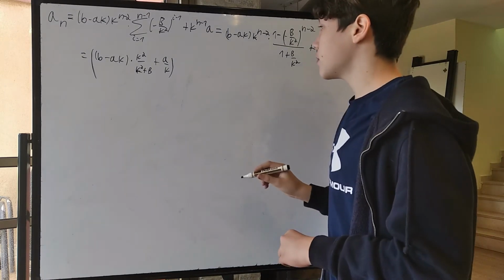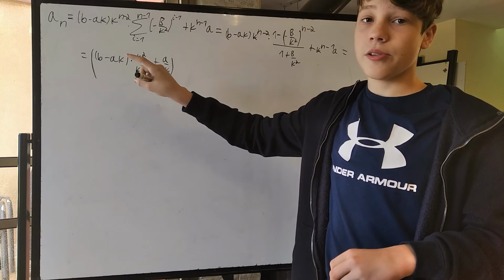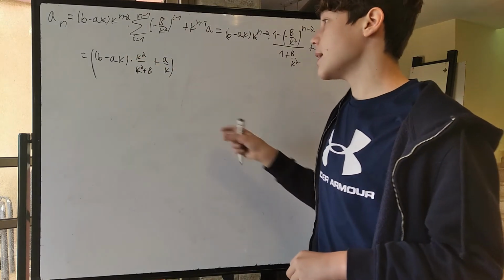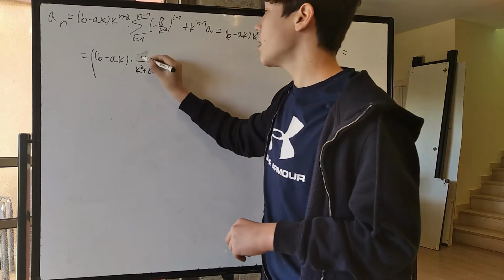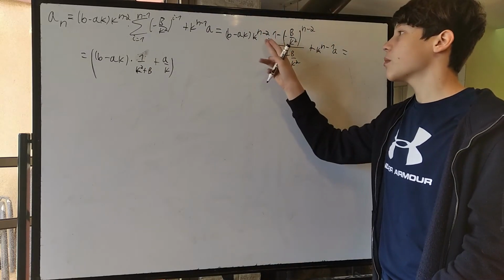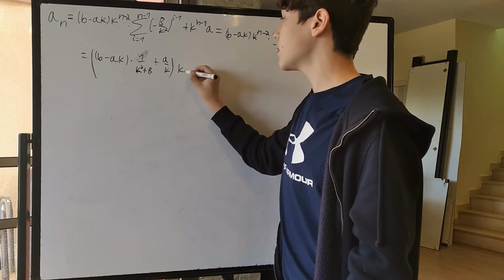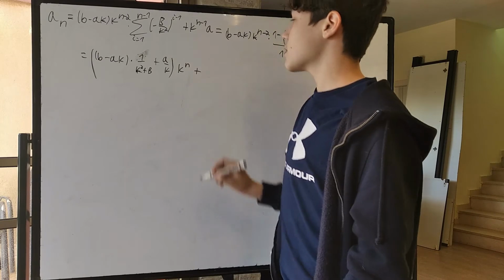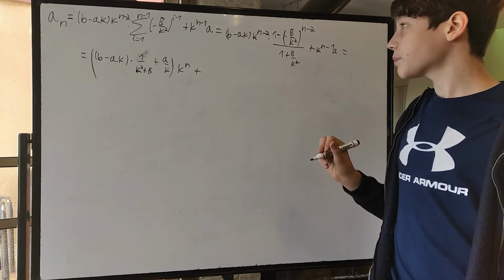Now, this is times k to the n. This is times k to the n minus 2. So to make it k to the n, I'll multiply it by k squared. So you can select k squared moves up here. Multiply by k to the n minus 2. It's k to the n. So this is the coefficients of k to the n.